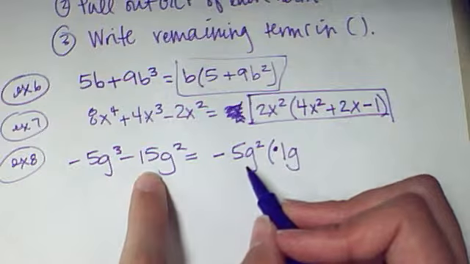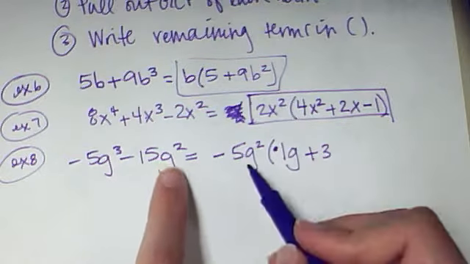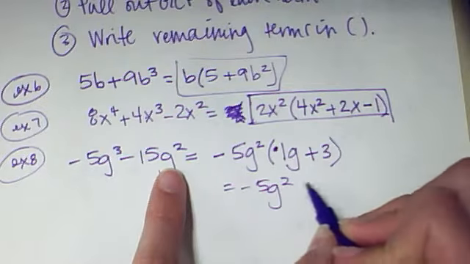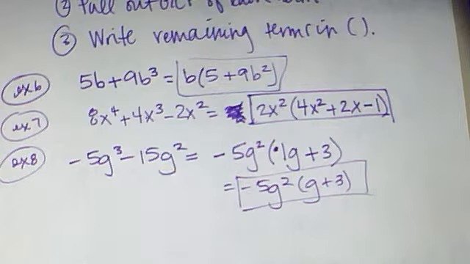I took the negative 5 out of 15. Negative 5 times what gives me 15? That'd be positive 3. I had 2 g's, I took 2 out, so that's it. I could rewrite that as negative 5g squared times g plus 3. And that's my factorization.